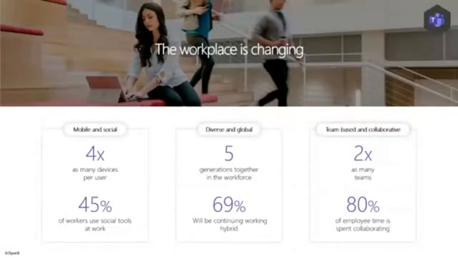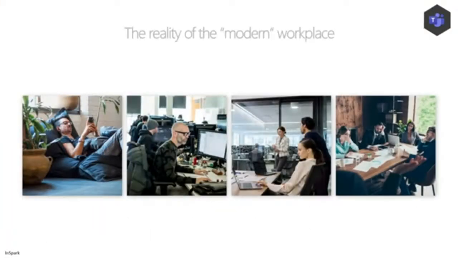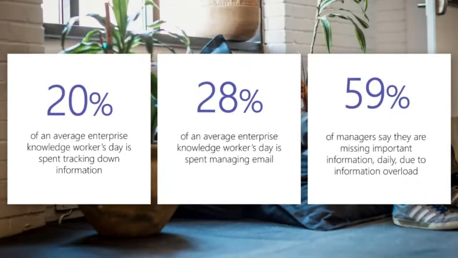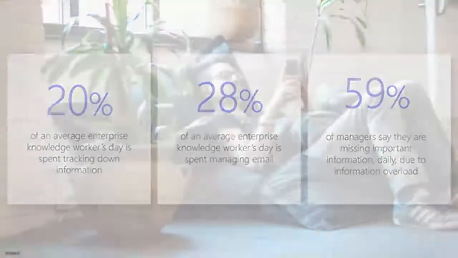So what we've seen is that the workplace is changing. We can go into all the figures and all the details, but if we look at the reality, we went from a workplace that was working in the office to working at home. And that means that there are things that are slightly different. We are losing something like 20% of our time hunting down information that we need, or perhaps in 60% of the time, there is information that is missed. So what can we do to make that better?